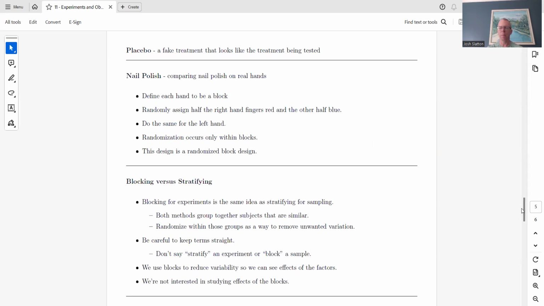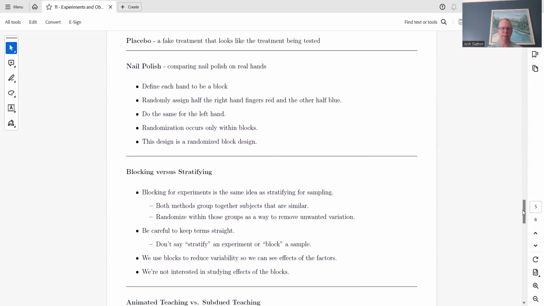So blocking versus stratifying. These are kind of similar ideas. We talked about stratifying in the last chapter. Stratifying is where you divide the population into groups called strata, and they're not random groups. They are such as male, female, or dividing the college by major, things like that. So blocking for experiments is the same idea as stratifying for sampling. Both methods group together subjects that are similar, like majors, like we talked about, and randomize within those groups as a way to remove unwanted variation.